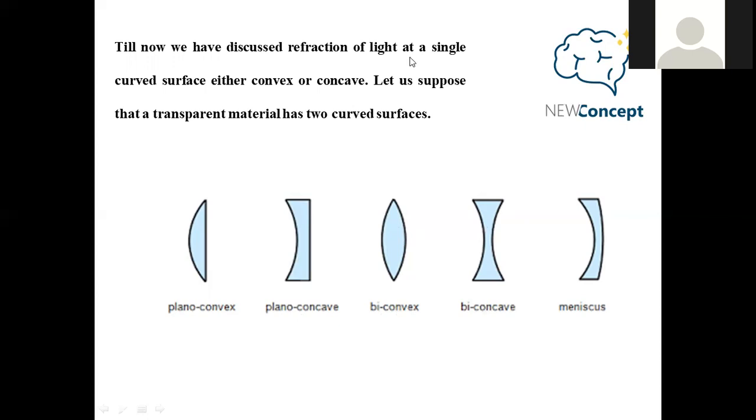Till now we have discussed the refraction of light at a single curved surface, that may be concave or convex. Either lens can be used in our daily life. Let us suppose that a transparent material has two curved surfaces. Two curved surfaces either bulged outside in both directions or curved inside in both directions. Bulged outside in both directions is said to be biconvex, and curved inside is said to be a biconcave lens. This is a new concept going to be introduced. Till now we discussed only half of the part bulged or half of the part curved inside, right? So this is the concept going to be discussed now.